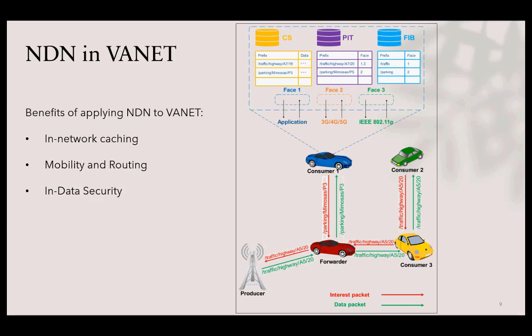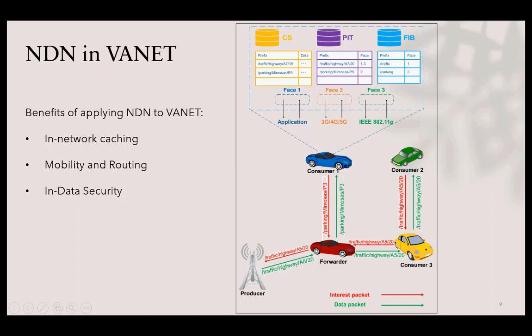Since various technical issues are faced when attempting to enable vehicular data exchanges over TCP/IP, several researchers propose to bring NDN to connected vehicles. This figure illustrates an example of NDN-based VANET architecture. In this example, consumer 1 asks for the content. Given that the forwarder has already cached the requested content, it directly replies to consumer 1 without forwarding its interest packet to the original producer.